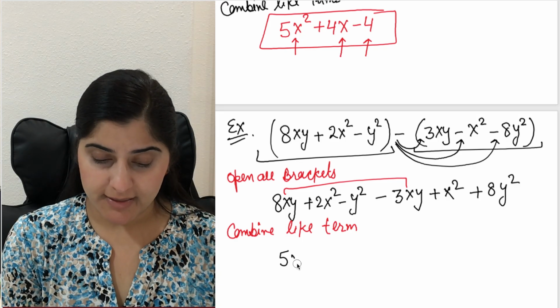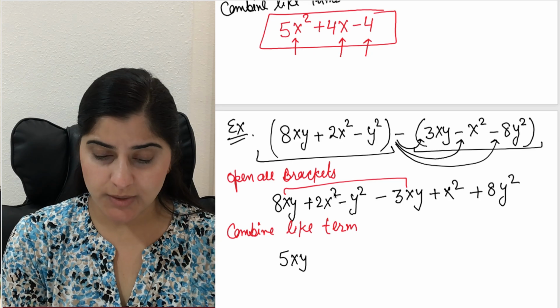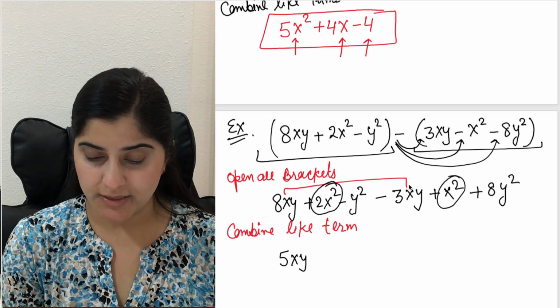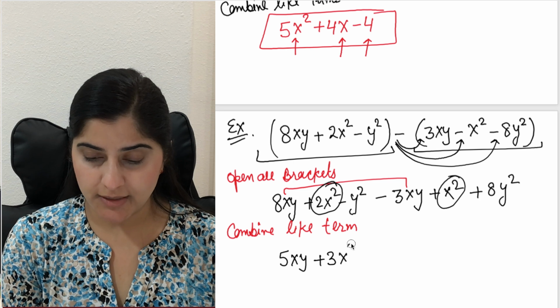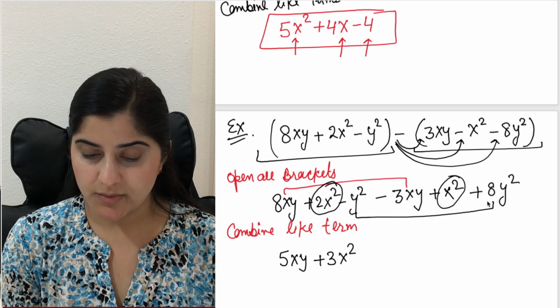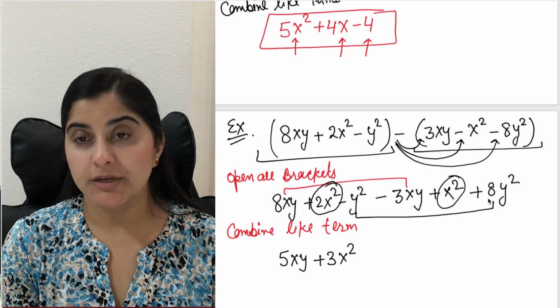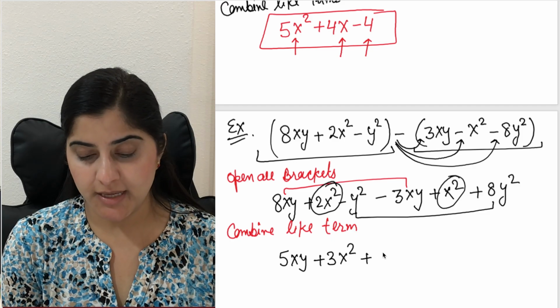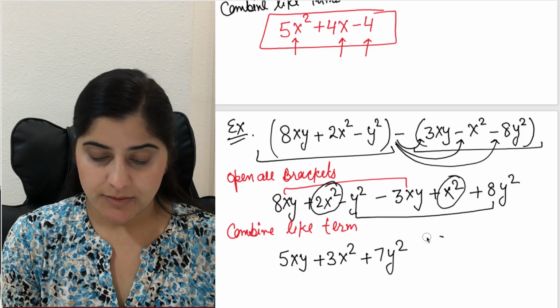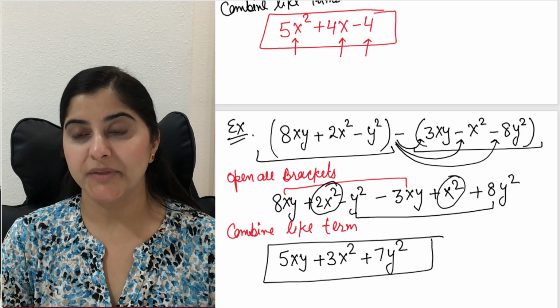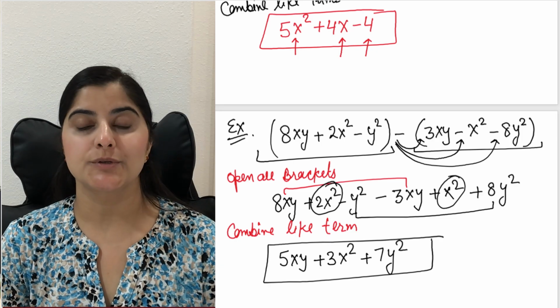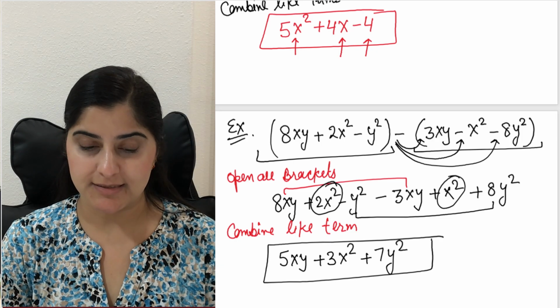So this is 5xy. Next one is x squared and x squared. 2x squared plus 1x squared is 3x squared. And the last one is the y squared: minus y squared plus 8y squared will be 7y squared. You see that all three terms are now unlike terms. They have different variables, so we have to stop here and say this is our final answer.